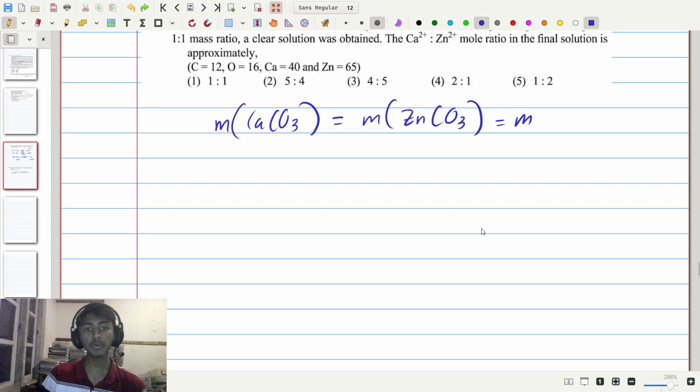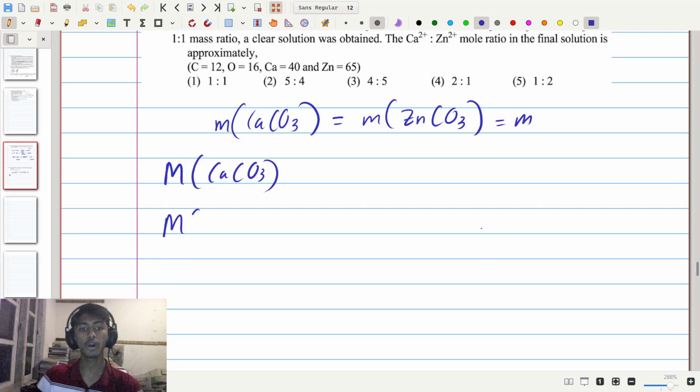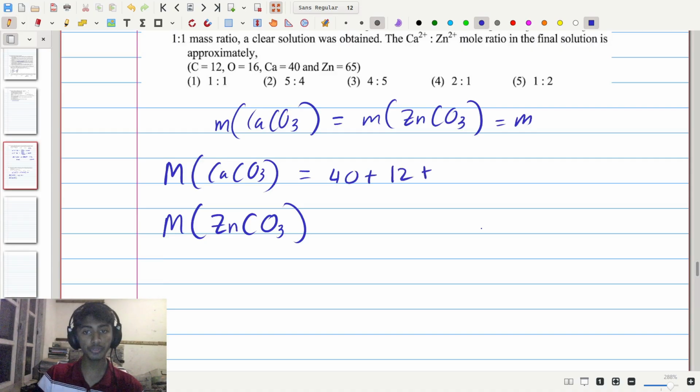Now to do that, what we will do is to find the molar mass of calcium carbonate and the molar mass of zinc carbonate. Now for calcium carbonate, we have 1 calcium which is equal to 40 gram per mole, plus 1 carbon which is 12 gram per mole, plus 3 oxygens which are each 16 gram per mole. So 3 times 16. And for the zinc carbonate, we have zinc which is 65 plus 12 plus 3 times 16 for the oxygens.